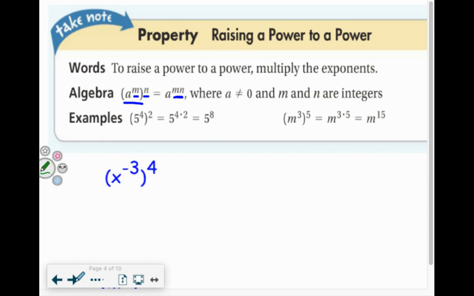So let's do an example here. We have x to the negative 3rd raised to the 4th power. Well, what that means is we multiply these together. This gets us x to the negative 12th. But for all of the things that we do in this class, we want to simplify. That means no negative exponents. So we're going to have to rewrite this as 1 over x to the 12th.